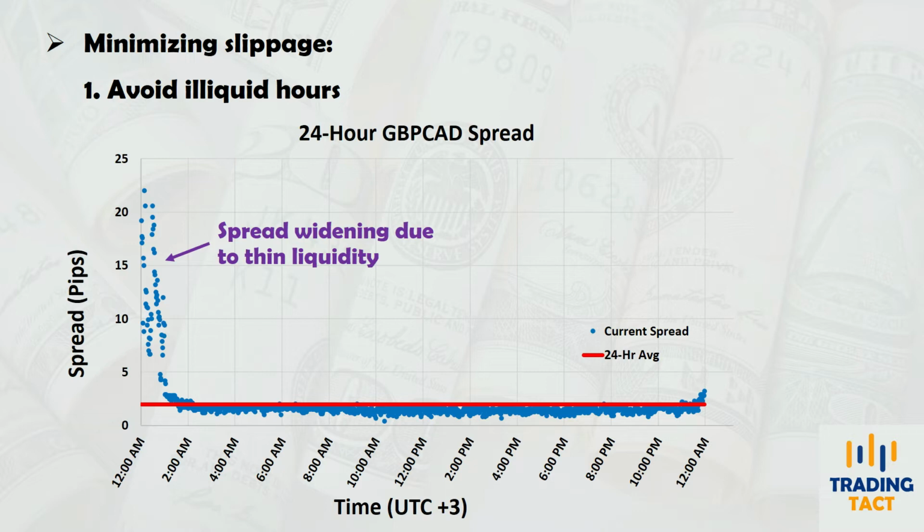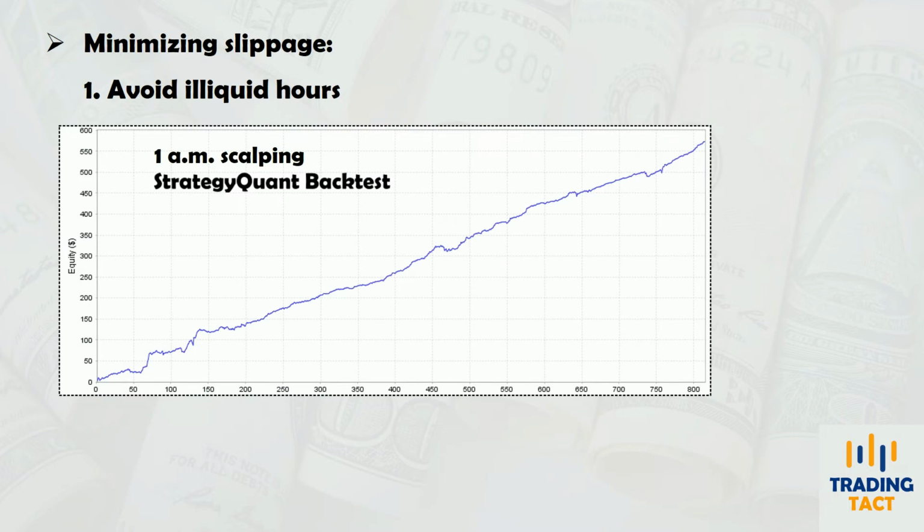Some mean reversion strategies, like the so-called Asian scalpers, exploit the random noise during these illiquid market hours. Since slippage can have a large impact on performance, be wary of overly optimistic backtests.